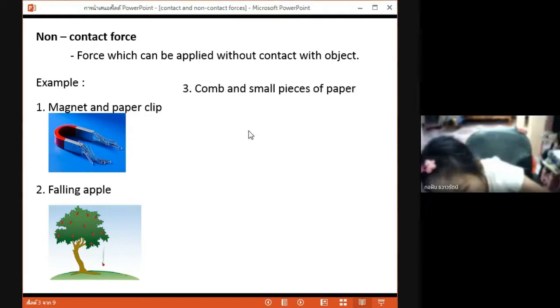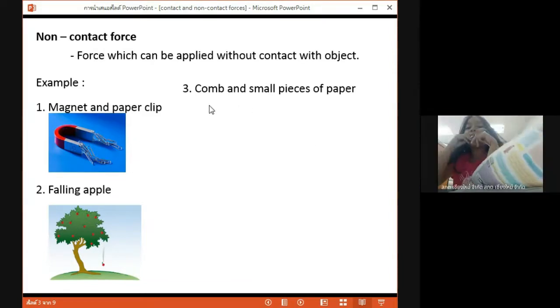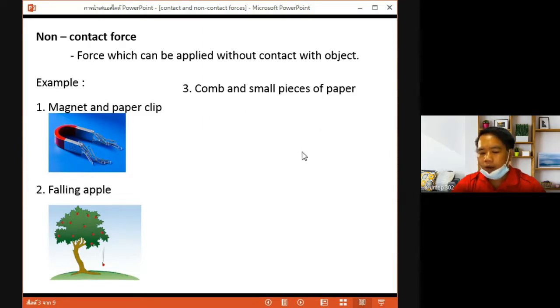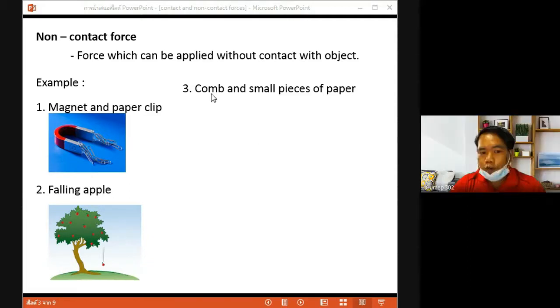Okay, next example is comb and small paper. You can use comb or small paper, like we can do also with the cover of our pencil. If we rub the pencil and put it near our hair, the hair will connect to the pencil. The same example as comb and small pieces of paper.